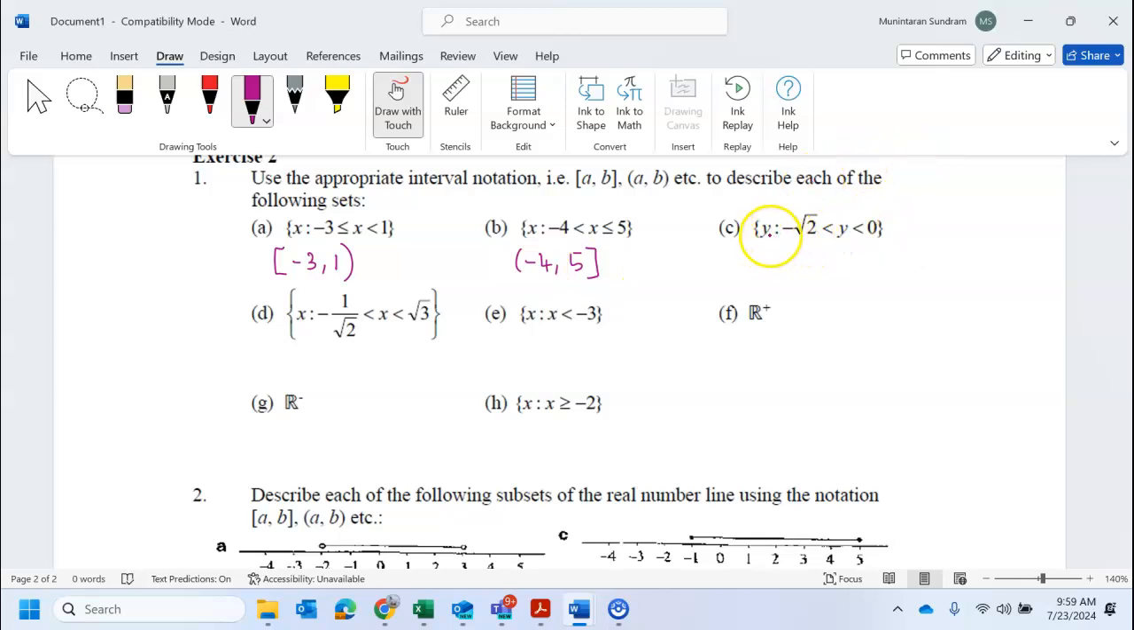Here it is y, it doesn't matter because we're just talking about the variable. So if it's y here, you also have y. So that is -2 non-inclusive, negative square root 2 and 0. So it should be curve bracket, negative square root 2, comma 0, close bracket. Similarly here, you'll be getting -1 over square root 2, comma square root 3. Both values are not inclusive, so it's curve bracket.